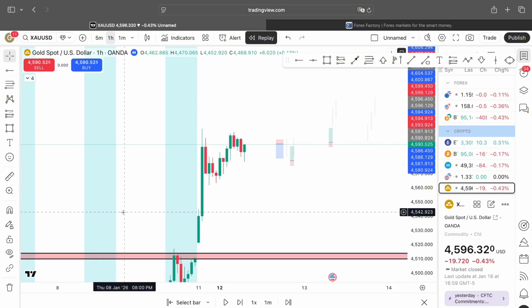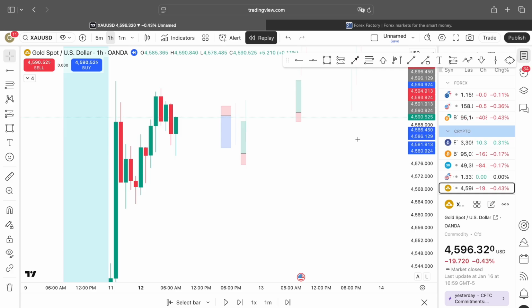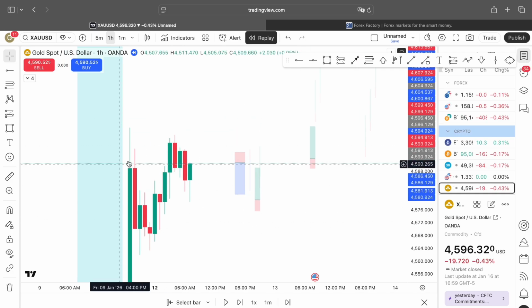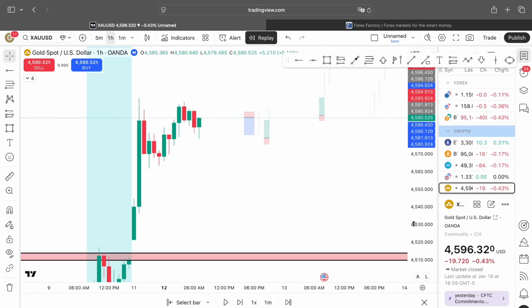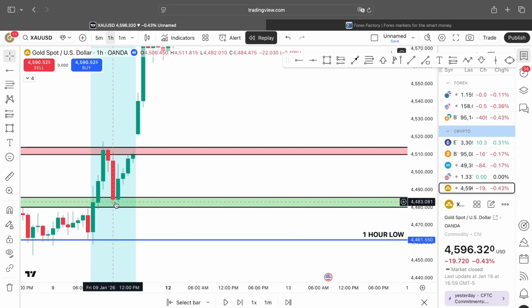All right, guys. Now we're gonna do the morning session. We're gonna try to find trade setups during the morning session. So first thing you want to do, you want to mark the high and the low. So obviously, as we can see right here, this wick is our high. And down here, all the way down here would be our low, right?